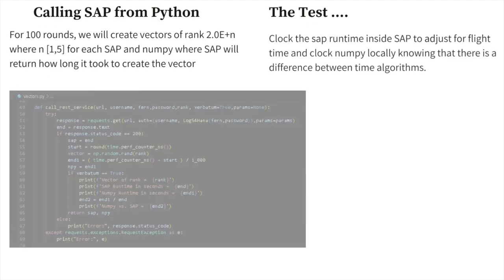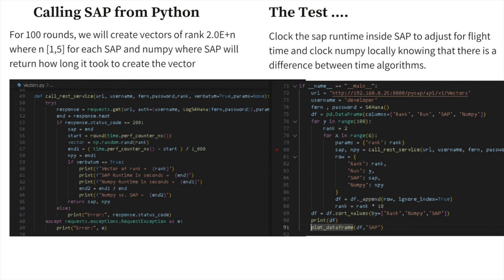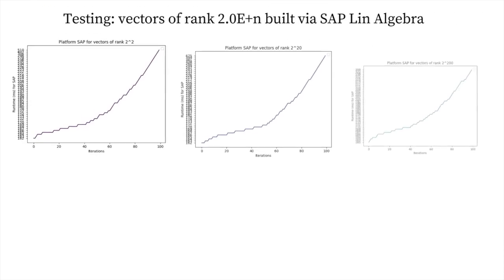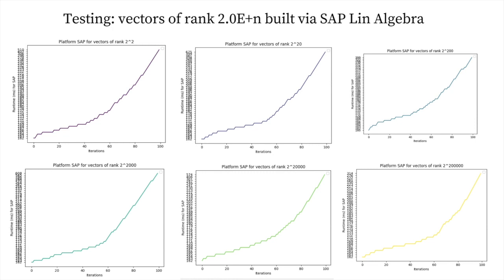From a Python perspective, our code is simple: start a call to SAP's API just built and ask the library to create a vector for us. It will return the time taken to execute the request. We then ask Python to do the same via NumPy. We do this 100 times, varying the vector rank by a factor of 10 starting with the R2 space.